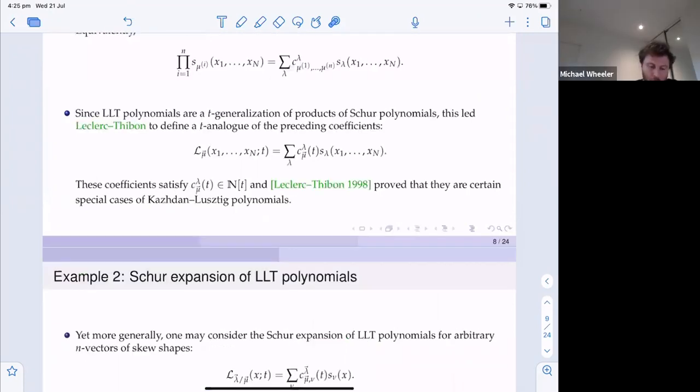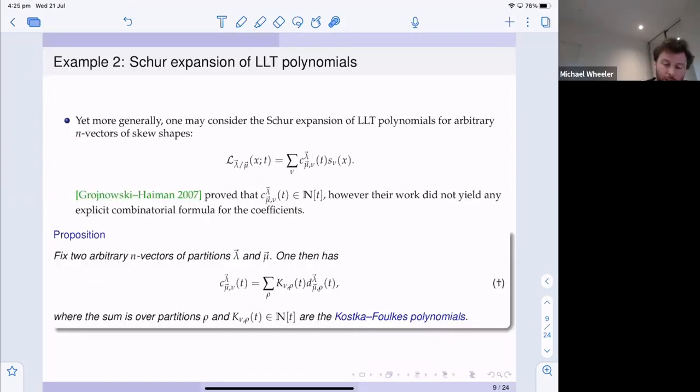Okay. So this is the formula that I was alluding to in answer to Anton's question. So yeah, you can consider analogs of these coefficients where I now take n vectors of skew shapes. So I take an arbitrary LLT polynomial and I look at the Schur expansion of this thing, and then you can define some coefficients. So I hope that was what you're asking.